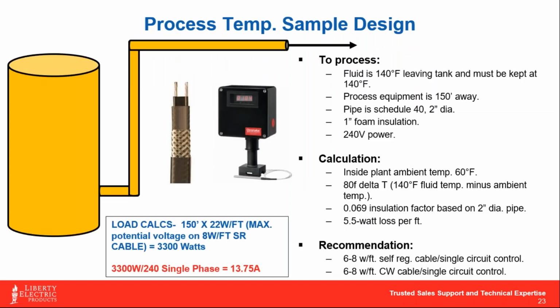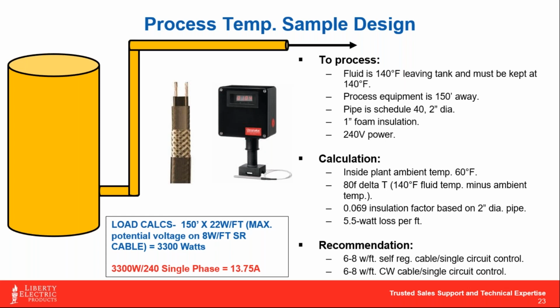So if we look at a sample design here for a process application, I just tried to draw a simple graphic here and a couple of products that you might see for a single circuit type of application. So the process at 140 degrees leaving the tank has got to stay at 140, and you've got 150 feet to the next stop or wherever that fluid's being delivered at that point. Here's some of our criteria on the spec, right? Schedule 40 pipe, 2-inch diameter, 1-inch foam insulation, 240 volt power. So basically what I'm trying to do is walk you through this calc a little bit here.